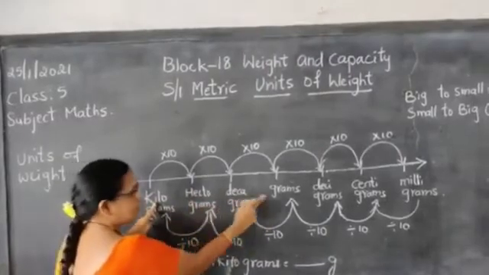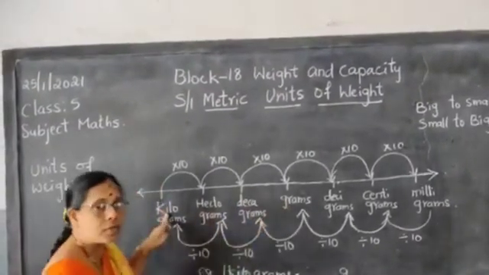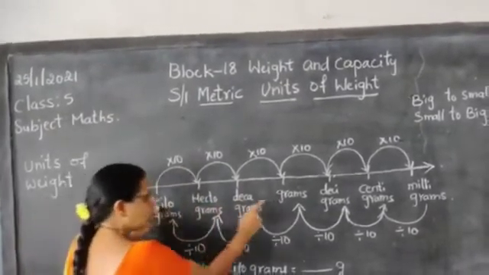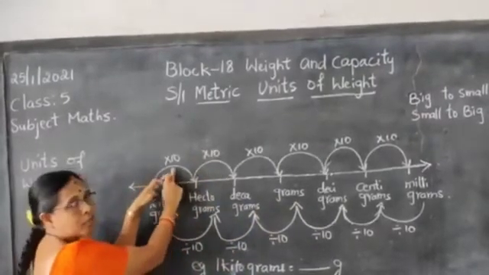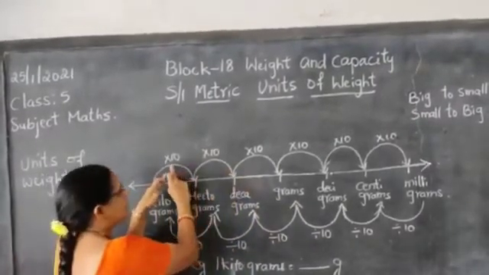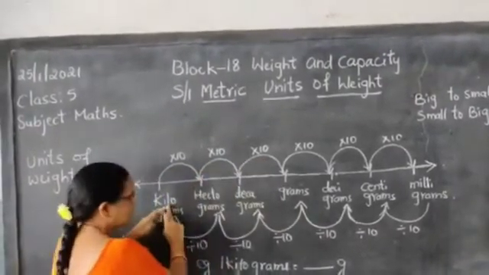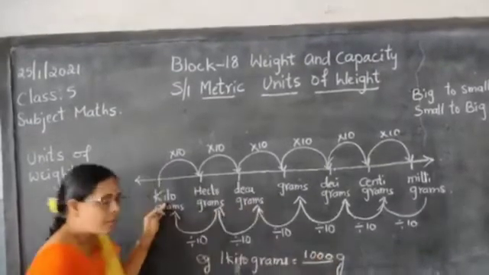How many digits are there after 3 kilograms? 3 units are there. So every step you are converting bigger unit to smaller unit, so you have to multiply. Every step you have to multiply by 10. So 10 tens are 100, 100 tens are 1000. So 1 kilogram is equal to 1000 grams.